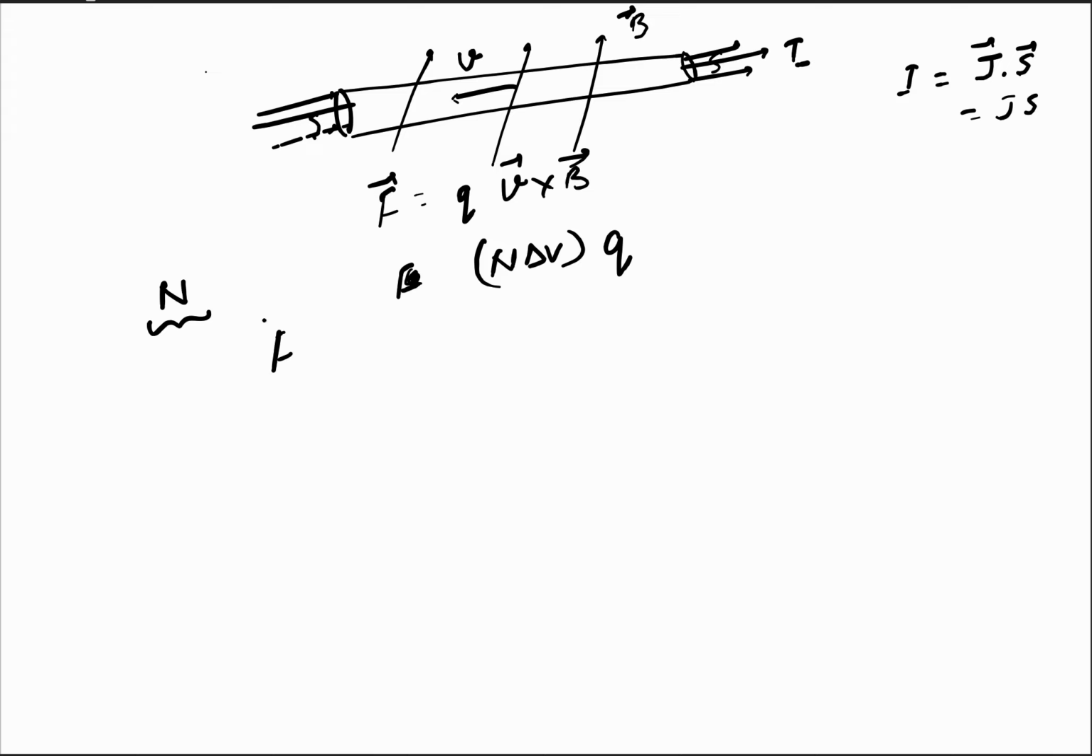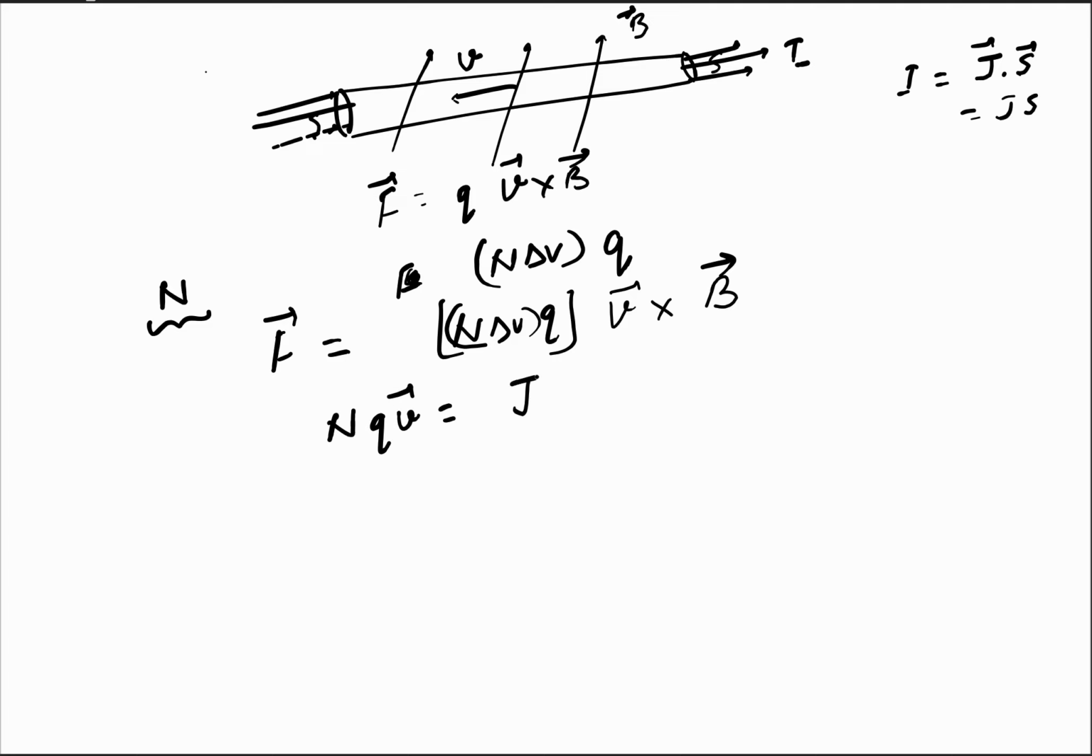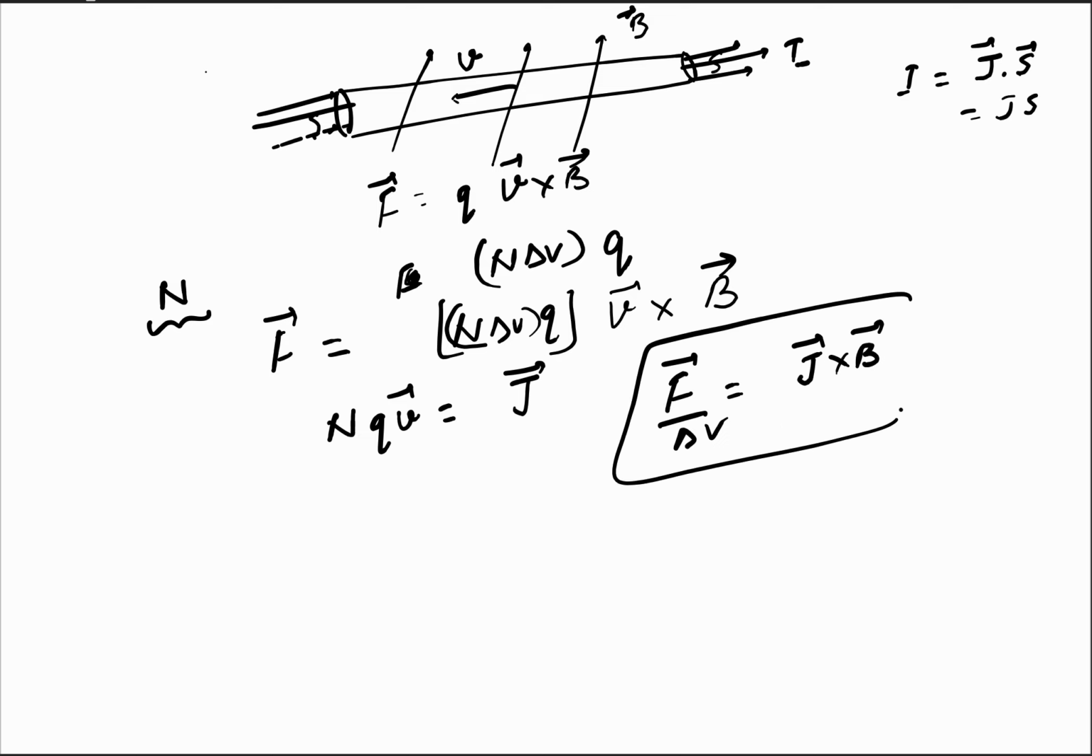So the force on this total volume, since these electrons will be experiencing that force, and that force will then be transferred to that volume, will be n delta V Q, that is the total charge, and the average drift velocity of all these charges, into B. Now, in our previous lecture, we have seen that this nQV is simply the current density J. So, force per unit volume is given by J cross B, or F is equal to, on a total volume, J cross B into delta V.